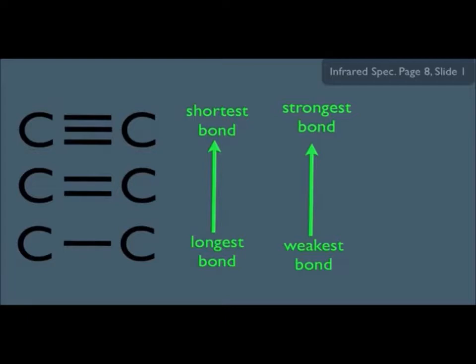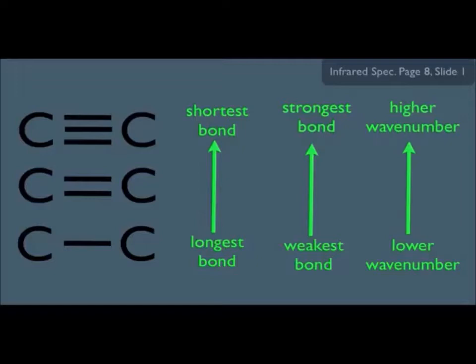And what we're trying to learn in this online lecture is the relationship between bond strength and wave number. And we saw through Hooke's law that this would be the relationship here, that the C singly bonded to another carbon would have the lower wave number and the C triply bonded to another carbon would have a higher wave number.